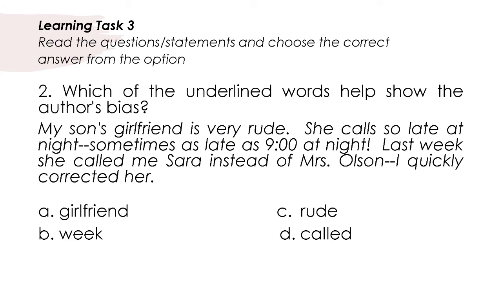Number 2. Which of the underlined words help show the author's bias? My son's girlfriend is very rude. She calls so late at night, sometimes as late as 9 at night. Last week, she called me Sarah instead of Mrs. Olson. I quickly corrected her. Letter A. Girlfriend. B. Weak. C. Rude. And D. Cold. Very good. The answer is rude. Letter C.